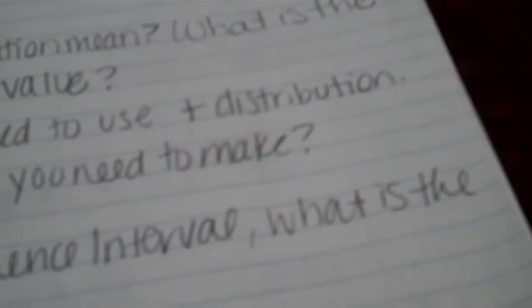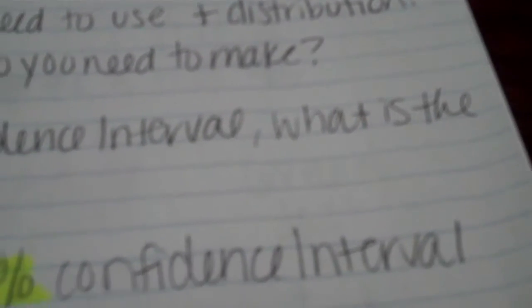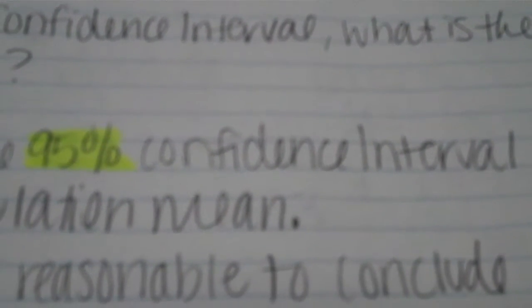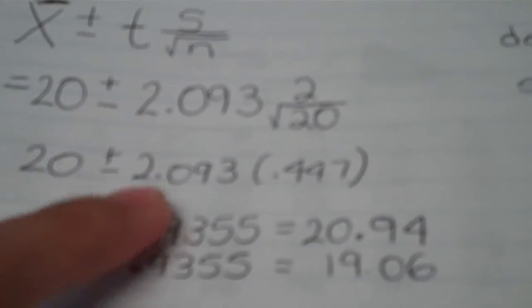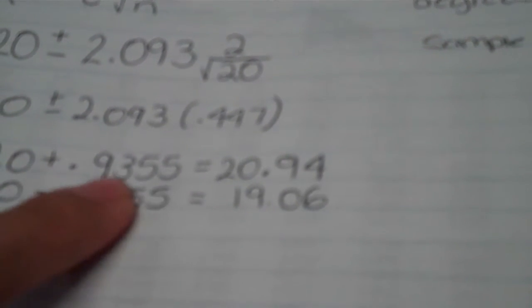And D, develop the 95% confidence interval for the population mean. Okay, so to develop your 95% confidence interval, you need to do plus and minus the t distribution value to get the interval. So it's 20 plus and minus 0.9355, you got 20.94, and 20 minus 0.9355 is 19.06. These are your two limits.